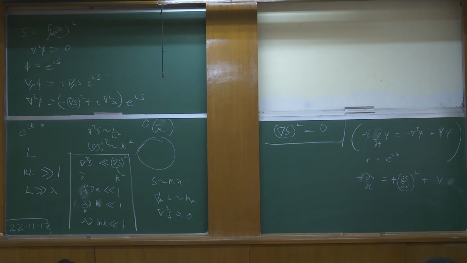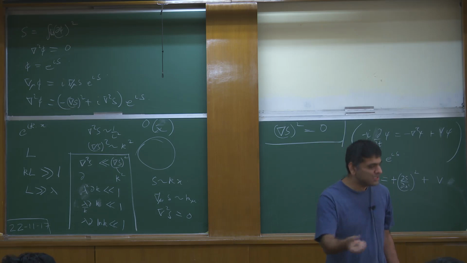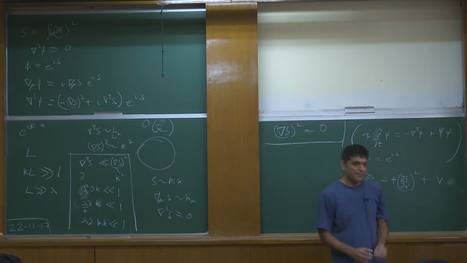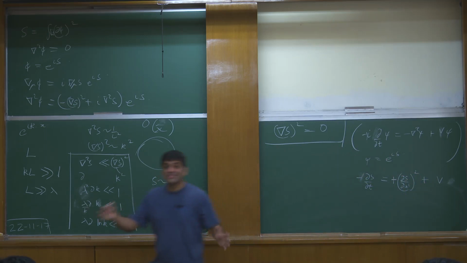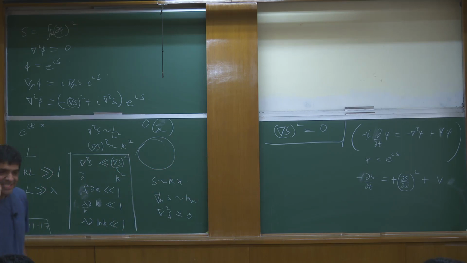Once again, in the quantum case, all that is needed is that the fractional change in the wavelength of your excitation over one wavelength is small. That is guaranteed in the limit h bar goes to 0, because the wavelength goes to 0 in that limit. But that's not the good way of saying it. We can scale h bar out of the equation. The good way of saying it is that it works provided you're looking at solutions such that the fractional change in the wavelength over one wavelength is small.